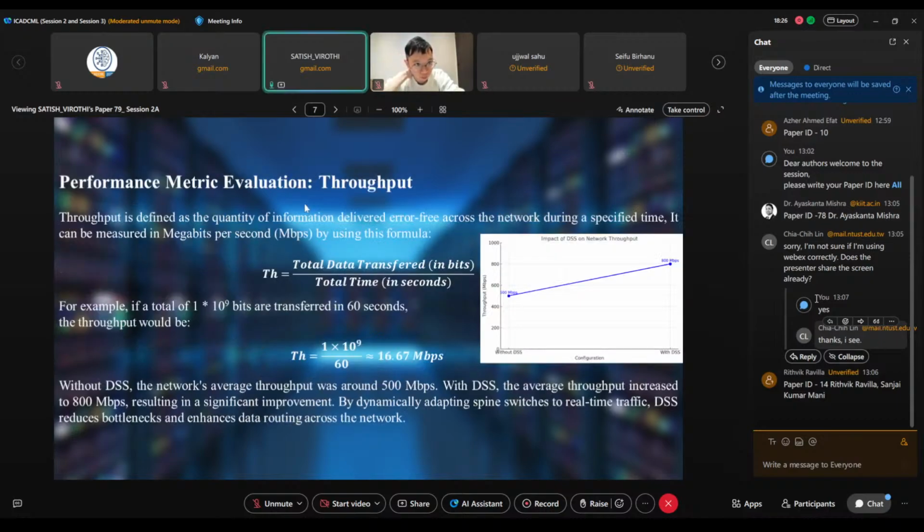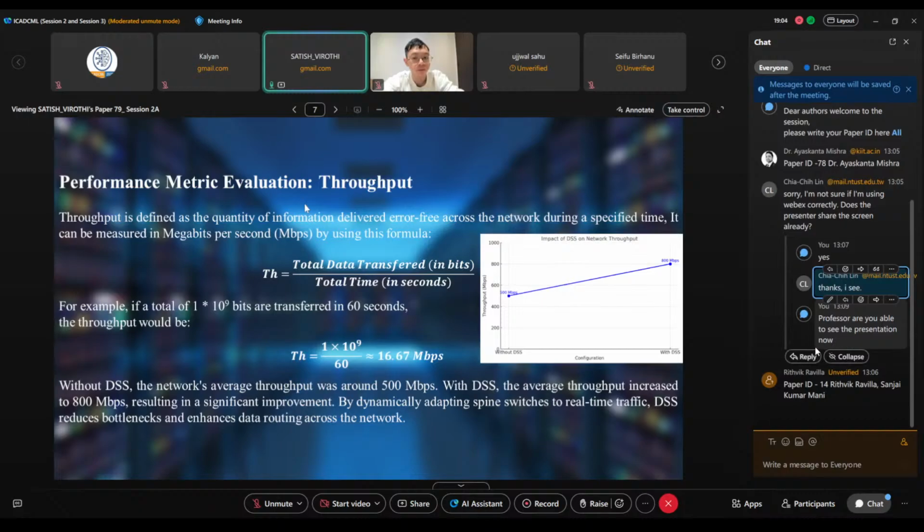And here are some of the performance metrics that are calculated using this DSS. First one is throughput. Throughput is defined as the quantity of information delivered to the network during a specified time. It can be measured in megabits per second by using the formula: throughput equals data transferred divided by total time. That means the total amount of packets that have been delivered to a network using DSS and without DSS. And from the observations, we can see that by using DSS, we can transfer more data than without DSS. Without DSS, we can deliver only a low amount of data.